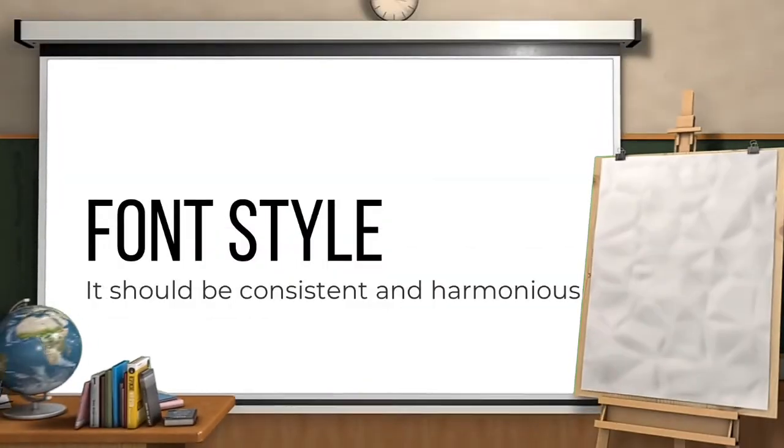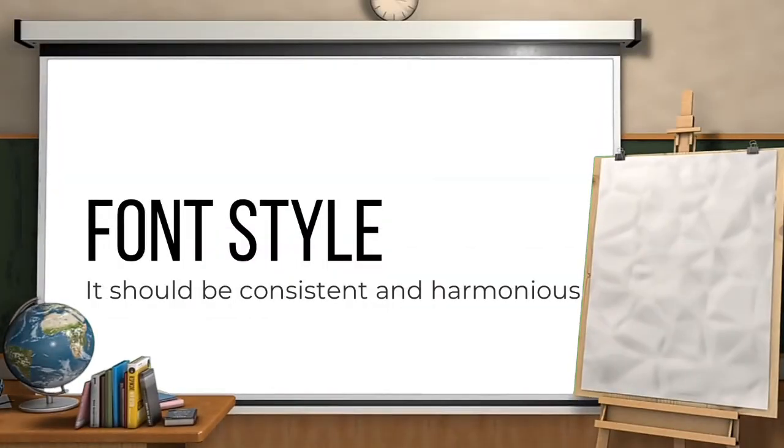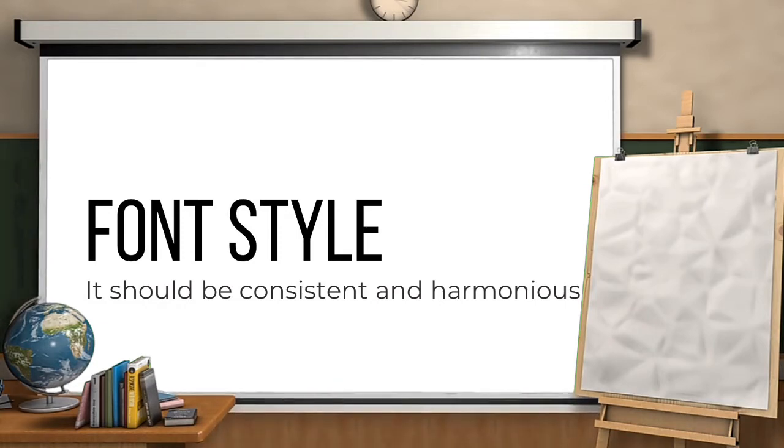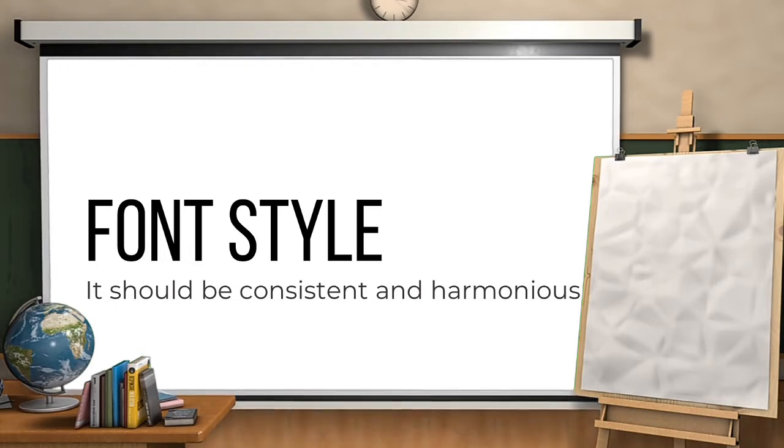At ang unang criteria sa paggawa ng visual aids ay lettering style or font. Kapag gagawa tayo ng visual aids, kailangan ang typeface or lettering style or font na gagamitin natin ay consistent or with consistency. Which means, kung ano yung ginamit natin sa first part na font, yun na rin yung gagamitin natin hanggang sa huling part.